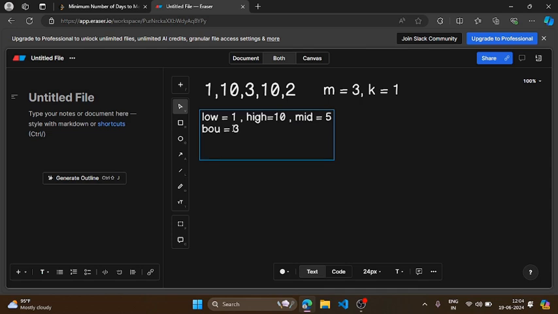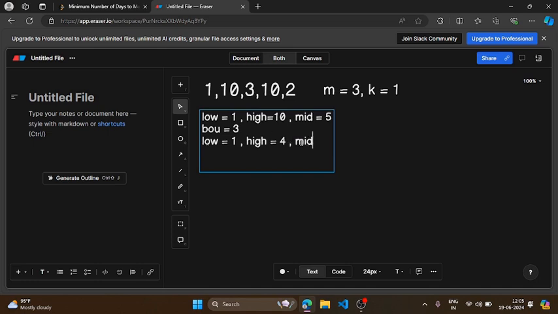Now if my number of bouquets is greater than or equal to the required number of bouquets, which is m, then we will keep on checking for the lower days, right? Because we want to get the minimum possible day. So here I'll make my high equal to mid minus 1, because I have to check for the lower days now. So my low will stay as low and my high will become mid minus 1, which is 4, right? So now again I will check.